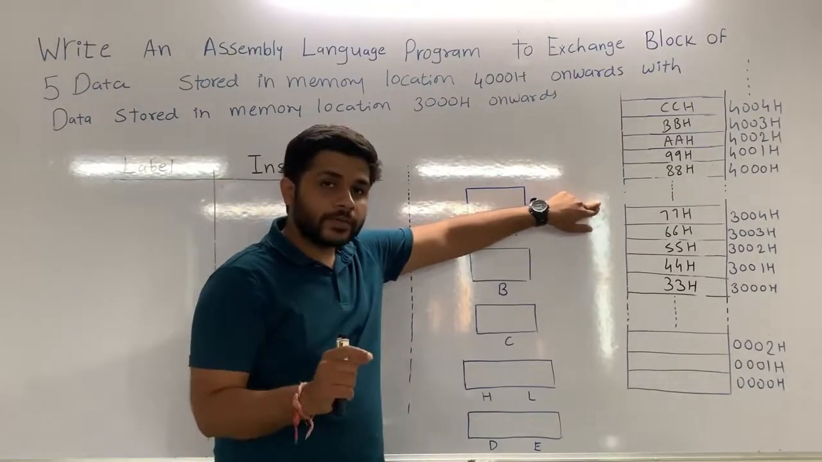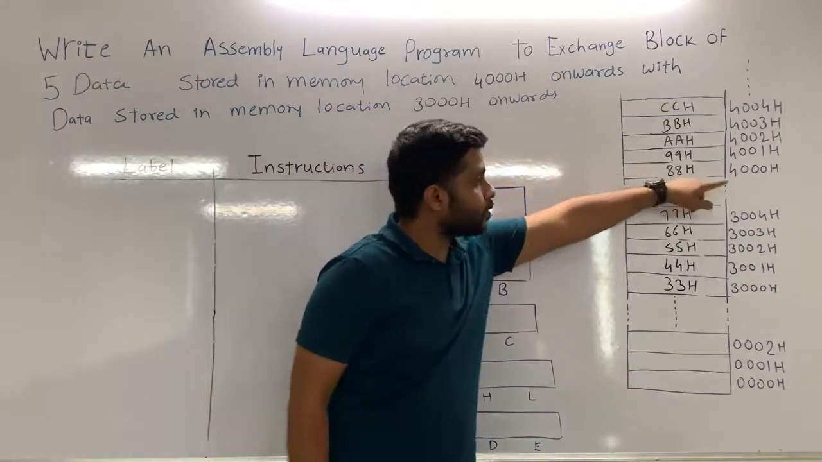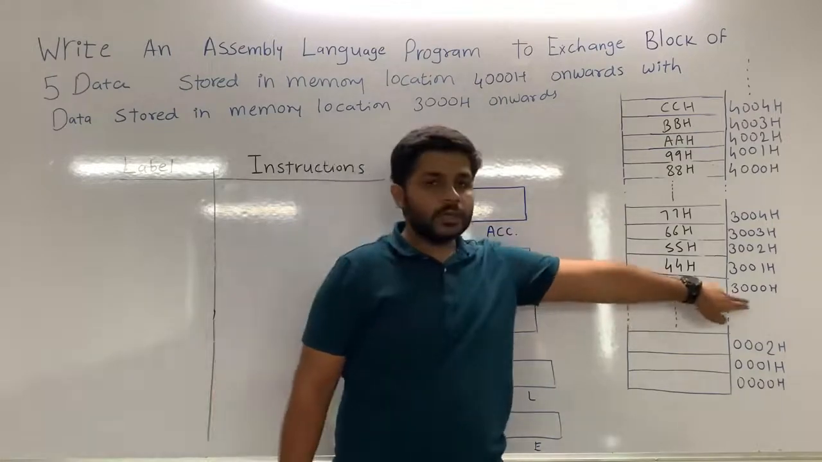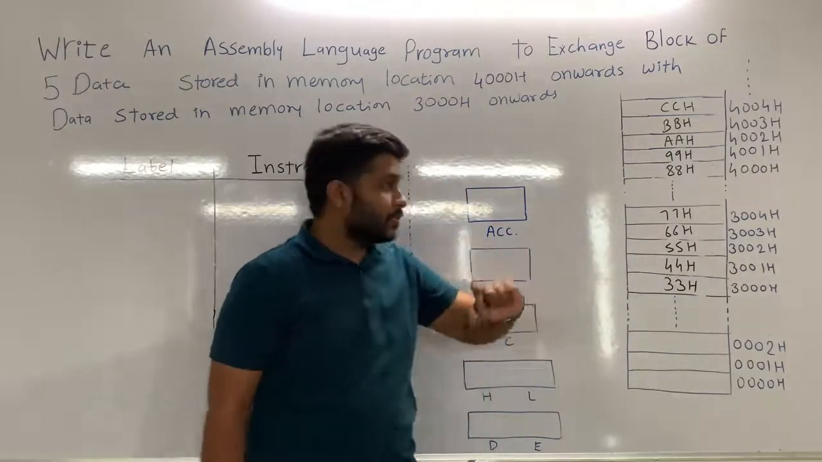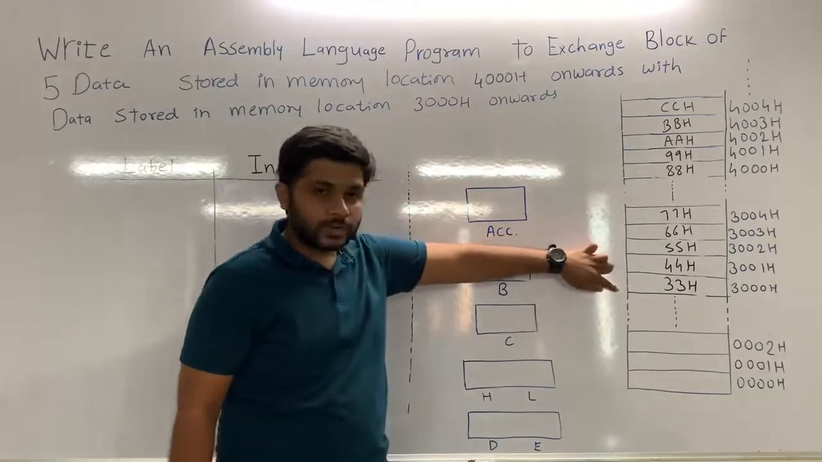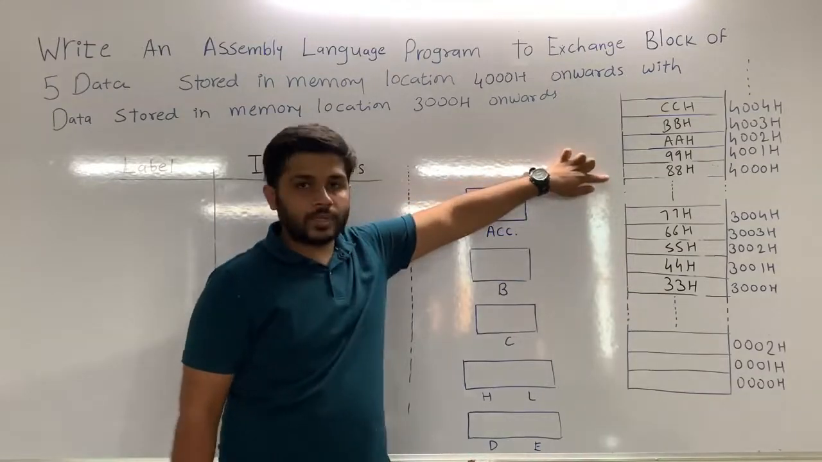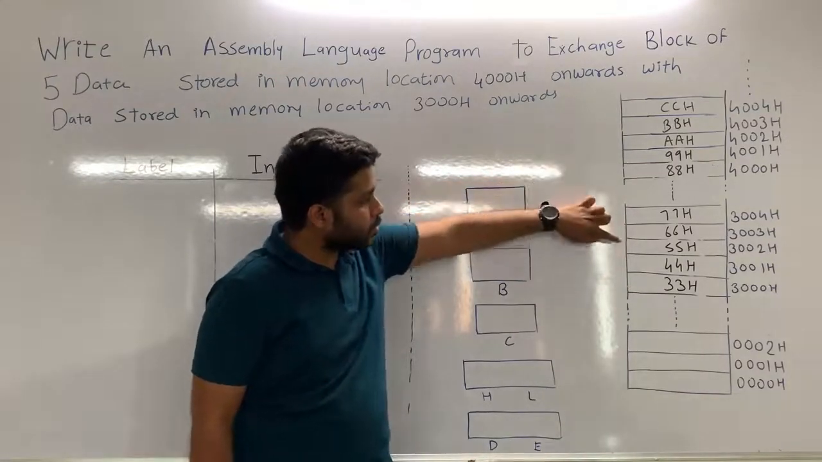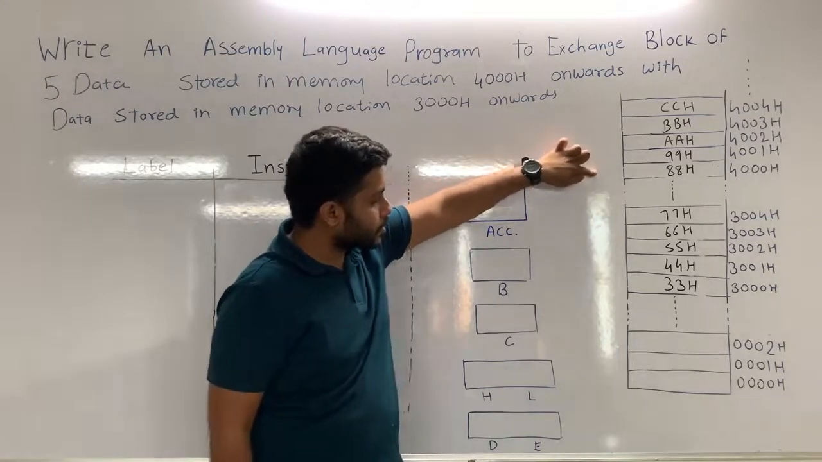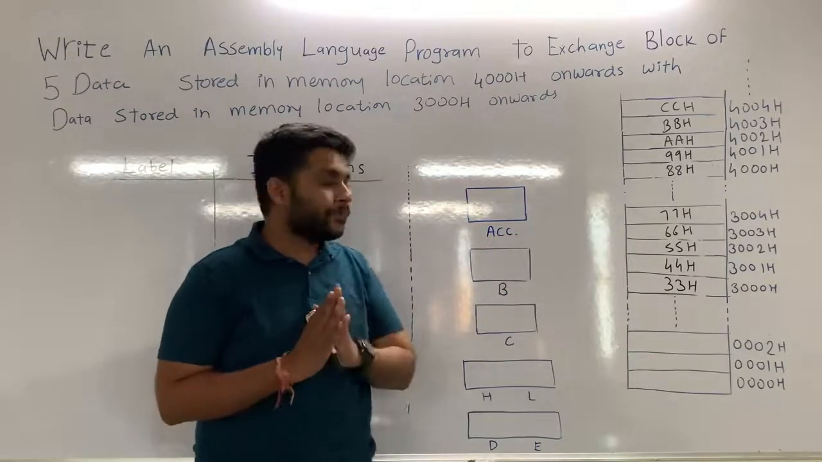We have to write an assembly language program to exchange these 5 data which are stored from the 4000H with the 5 data which are stored from the 3000H onwards. It means the data which is stored in the 4000H will be transferred to 3000H, and data which is stored in the 3000H will be transferred to 4000H. After that, the data which is stored in the 3001H will be transferred to 4001, and from the 4001 it will be transferred to 3001. So we have to exchange the data.